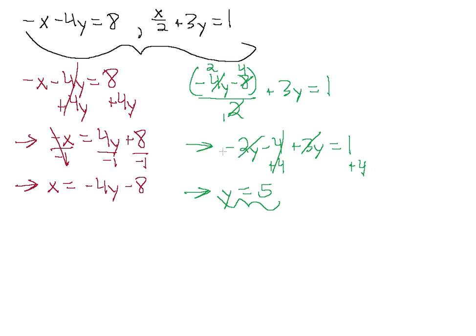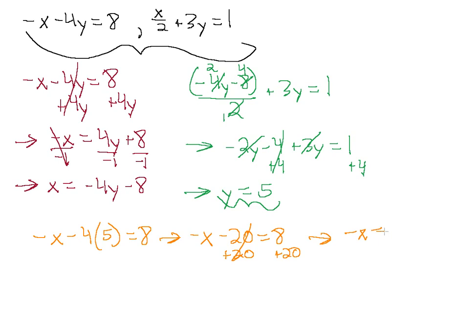So all we need to do is plug that into one of our equations to solve for the other variable. This one has a fraction in it, so I'd rather deal with this one. So let's plug in 5 for y in this equation. So we have minus x minus 4 times y, which is 5, equals 8. And it's just simple mathematics here. Minus 4 times 5 is a minus 20, equals 8. We can add 20 to both sides. These two terms will cancel, so we have minus x equals 28.